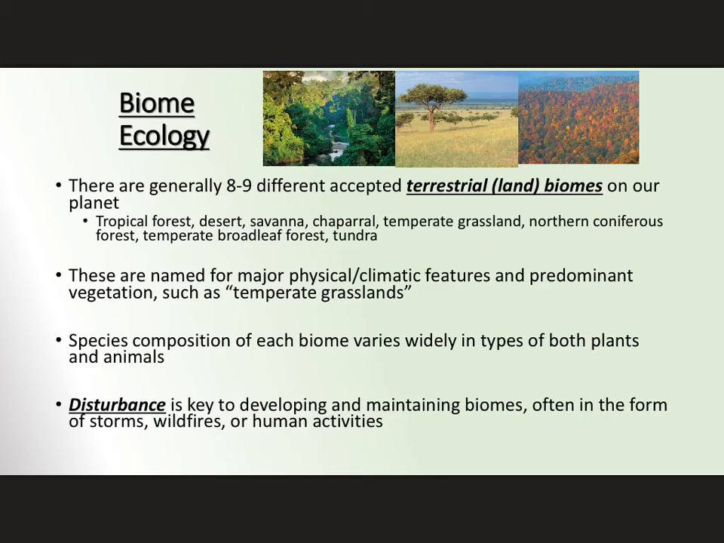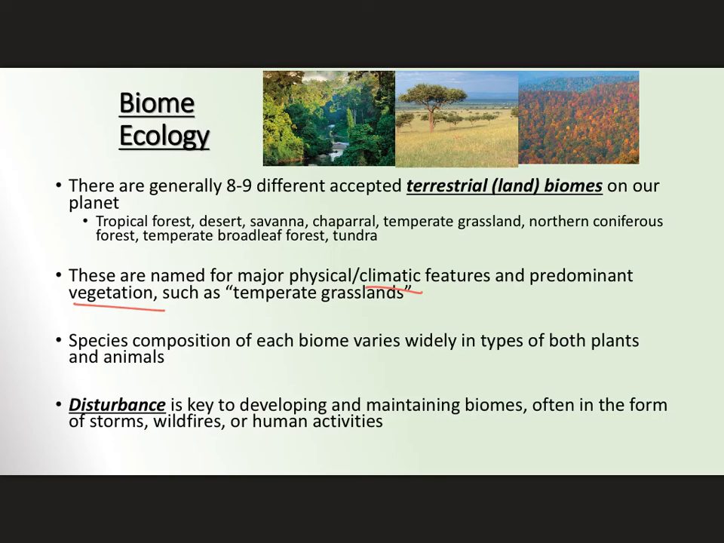Again, these are named primarily by their climate and their vegetation. So a temperate grassland, as you might guess, is temperate in climate, kind of in the middle, right? And grasslands. So we're going to see a lot of low-lying vegetation and that sort of thing. Species composition, again, differs from biome to biome, so that means the animals there as well.